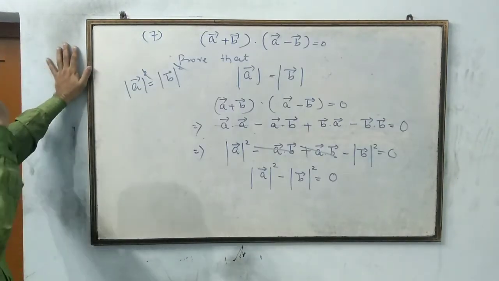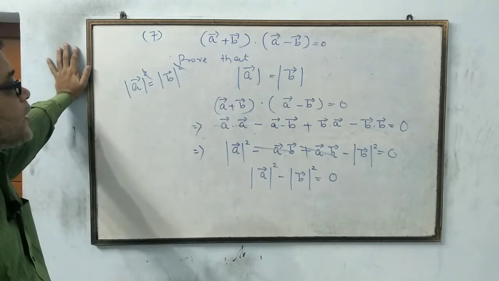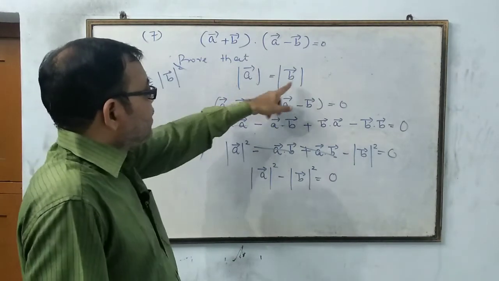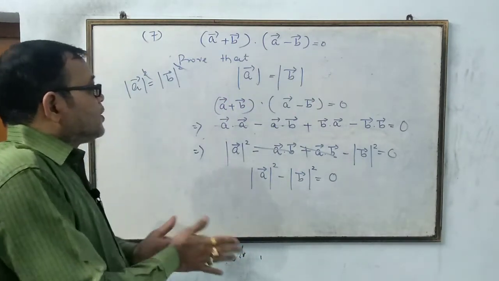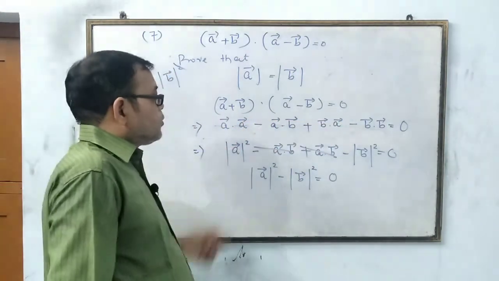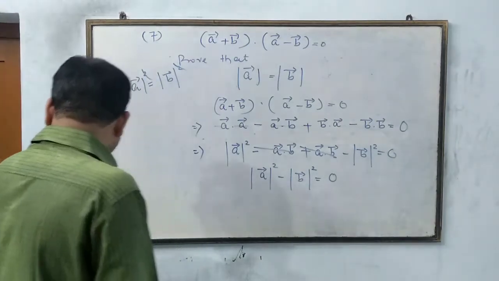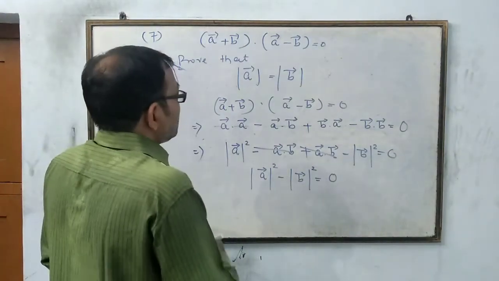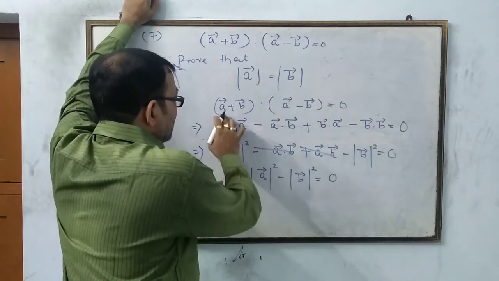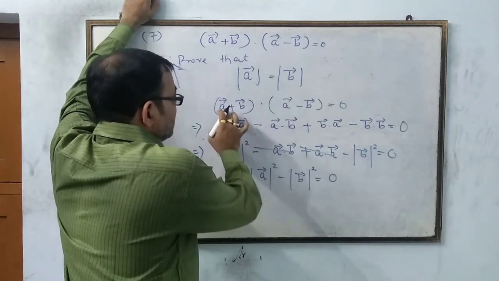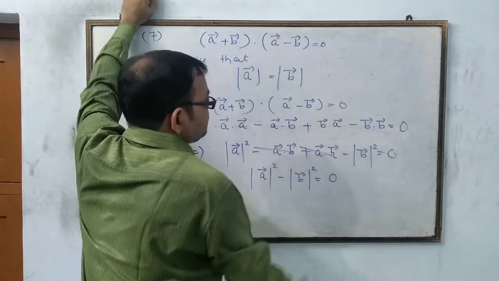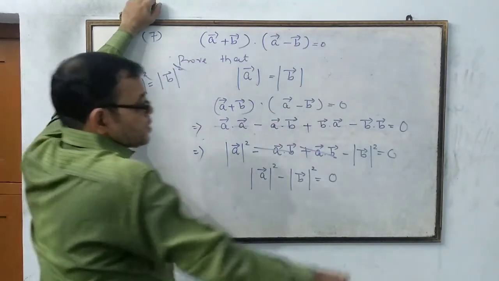Question number 7: given A plus B dot A minus B is equal to 0, then prove that magnitude of A equals magnitude of B. Given A plus B dot A minus B equals 0. You find the dot product here. Multiplication is the same: A dot A minus B, that is A dot A, A dot minus B, B dot A, B dot minus B, which is equal to 0.